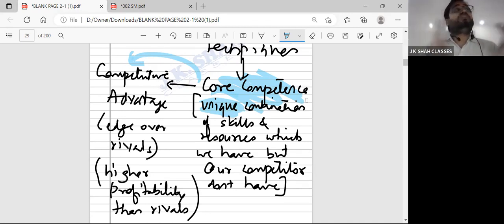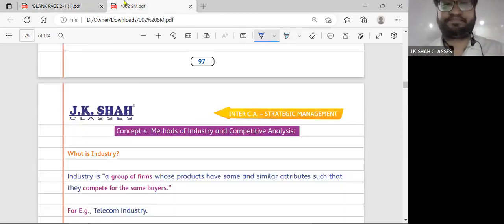Now we are understanding core competence, 5 questions. Then we will talk about competitive advantage. What is competitive advantage in simple language? An edge over your rivals. To simplify this, your profitability will be more than your rivals. You will have a higher profitability than your competitor. You all understood this? Let's see.